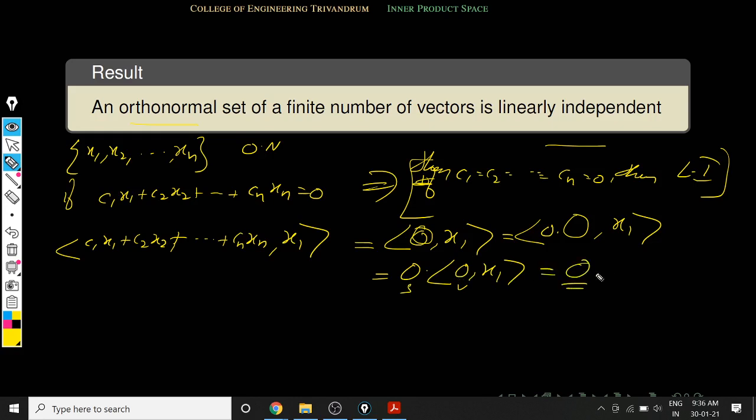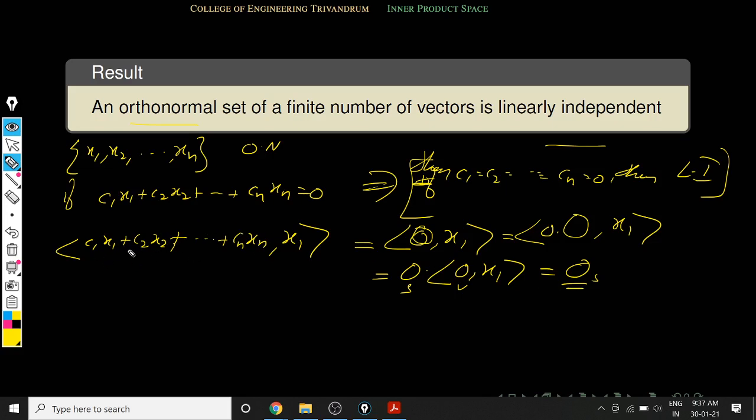So this is a scalar 0, because scalar into scalar, this inner product is a real number, so this is a scalar 0. Anyway, if we assume that this linear combination equal to 0, then this inner product is 0. You got it? Next, we consider the left hand side.